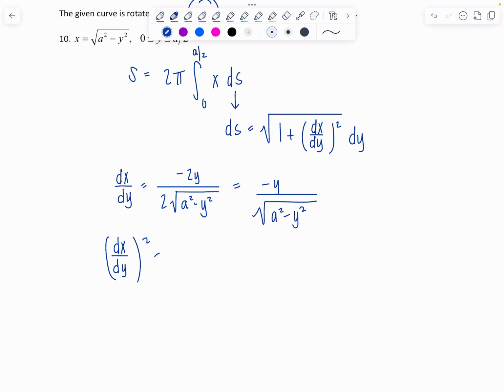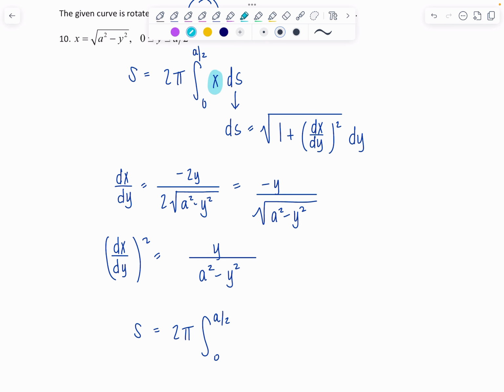Now you just have positive y over a squared minus y squared. No more radical. Okay, I feel good about that. So 2 pi integral 0 to a over 2. Now this x, I'm not going to leave it as x in the integral. I'm going to replace it with square root a squared minus y squared. How do I know to do that? Because we're integrating with respect to y, so I can't have any x's in there. You're not in Calc 3 yet.